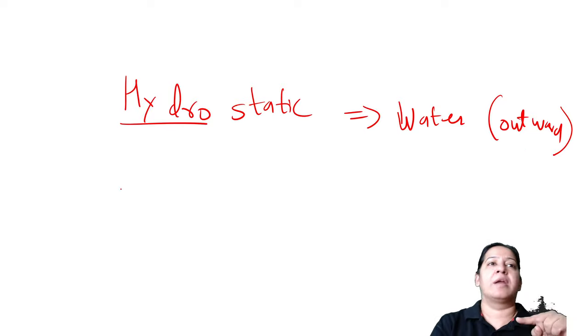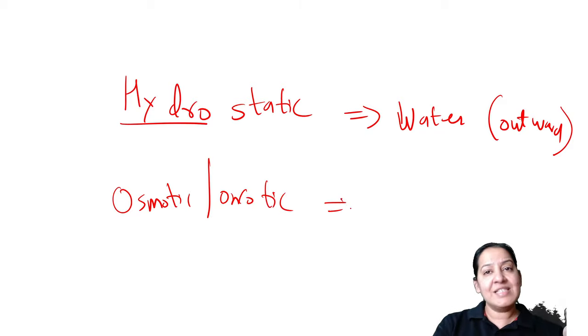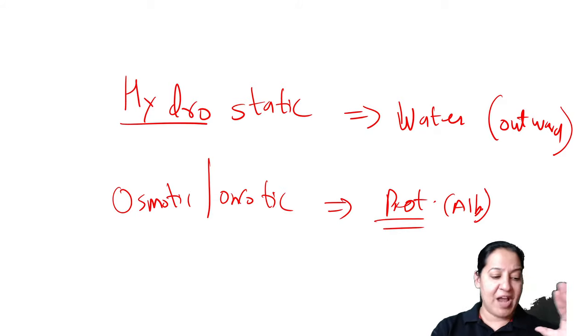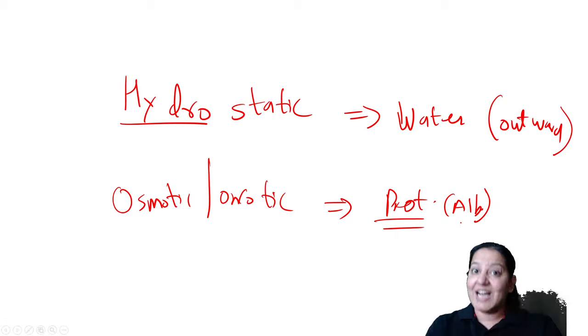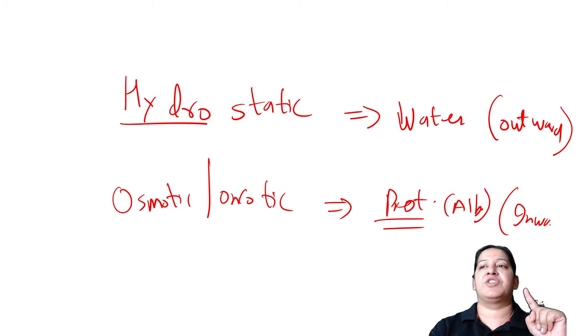And the second pressure is osmotic or oncotic, one and the same thing. Osmotic or oncotic pressure is the pressure due to the protein present in the blood. The main protein is albumin. It is the pressure due to albumin. Protein sucks water. It attracts water. That's why this pressure is always inward pressure. Give me a thumbs up. This pressure is always inward pressure.